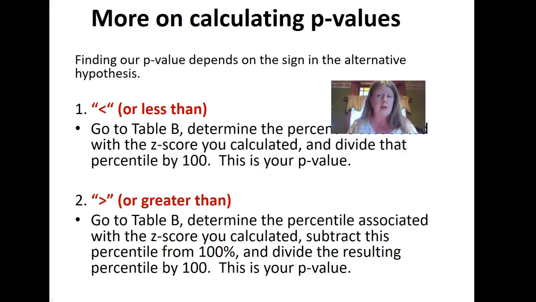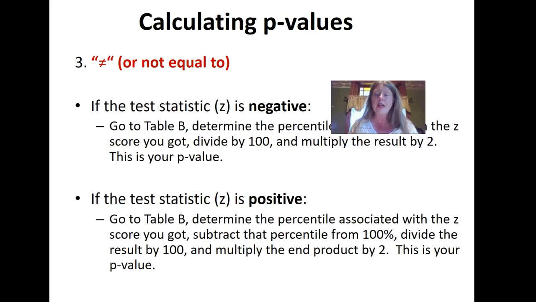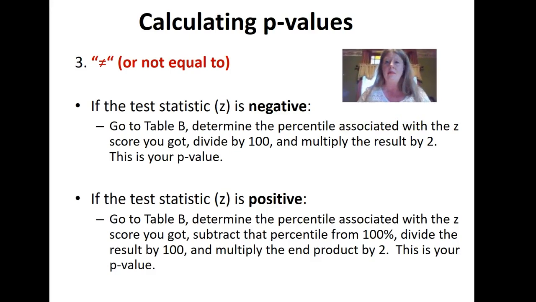So remember when you have the greater than sign, so both of these would be one-sided or one-tailed tests, but if you have the greater than sign, remember when you go to table B, that percentage is not your final answer. You have to subtract it first from 100 to get what's in the upper tail. And then again, if you have not equal, how you figure out your p-value is going to depend on whether the test statistic is negative or positive.